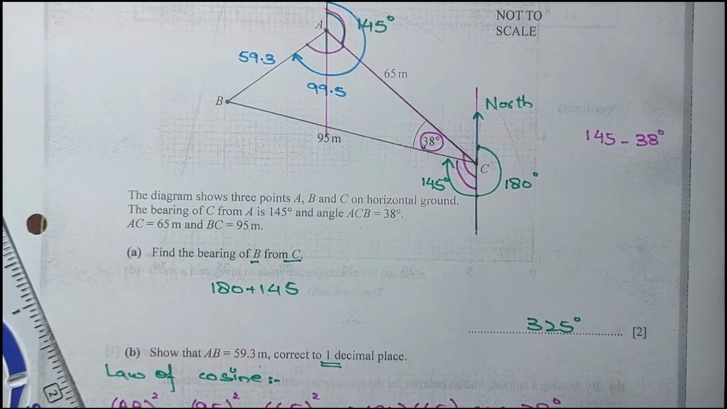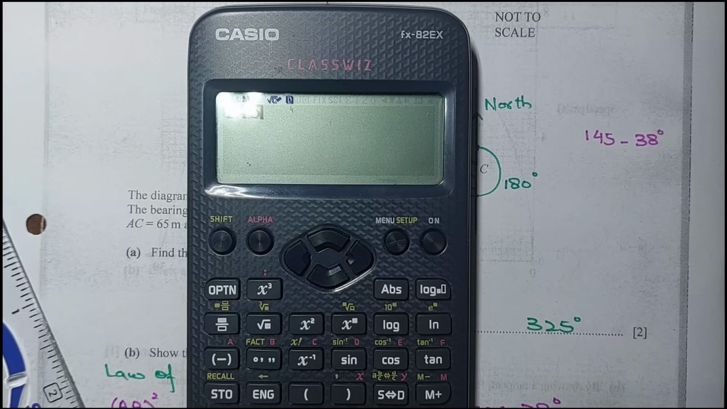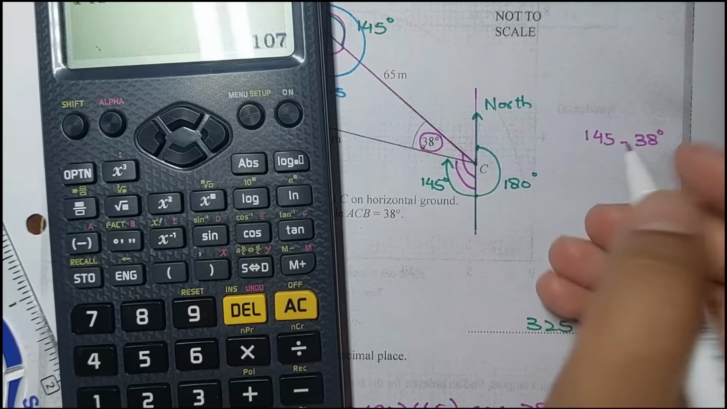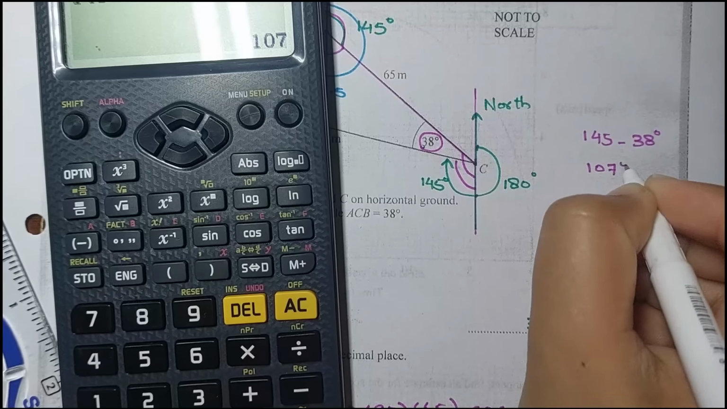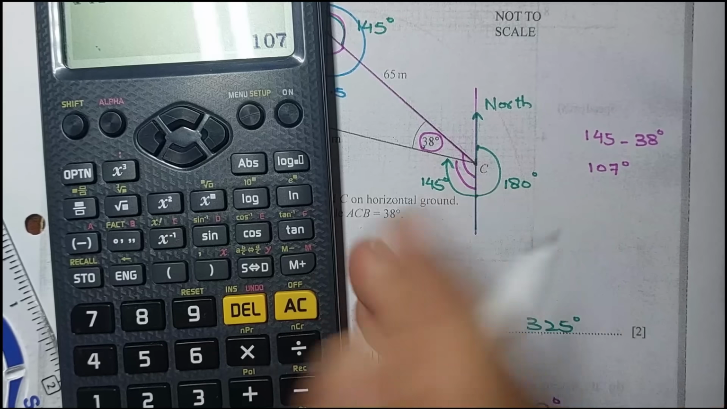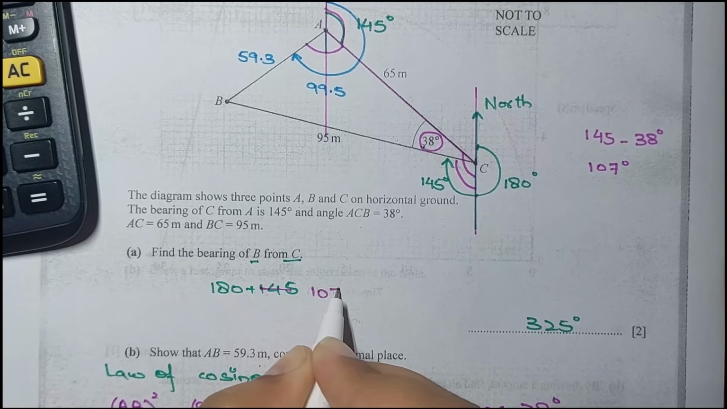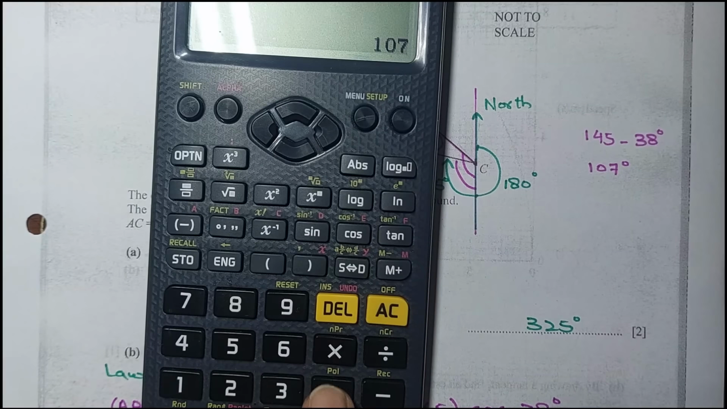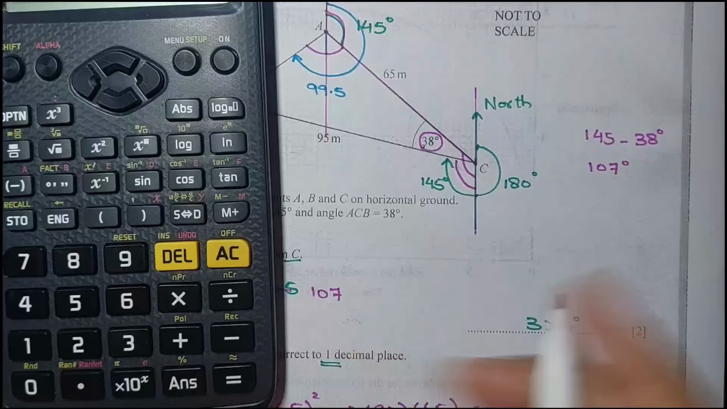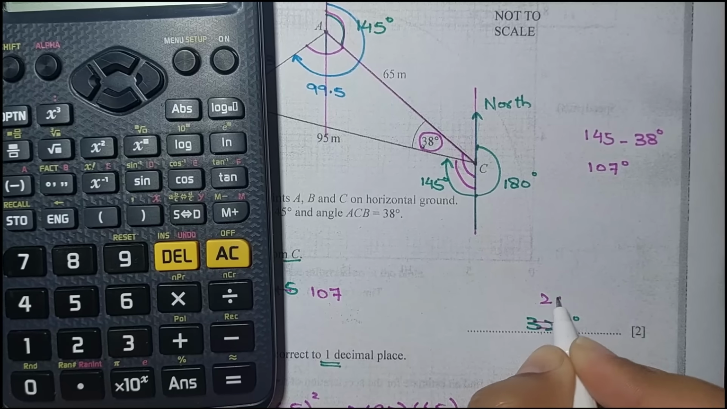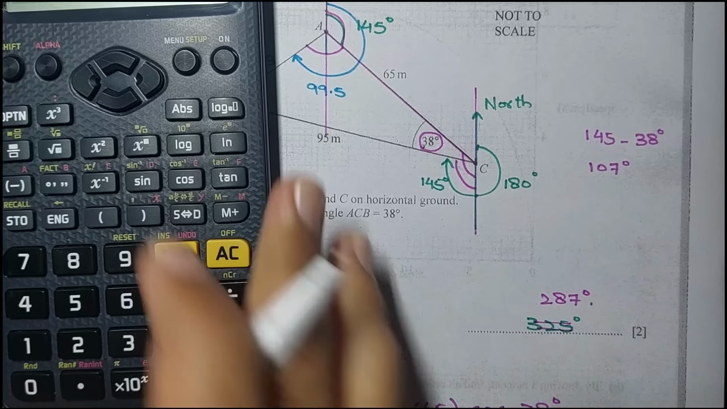All right, so let me show you. 145 minus 38 is 107 degrees. So this angle is 107. So to 180 add 107, you will get the bearing. This is 287. Sorry, I messed up.